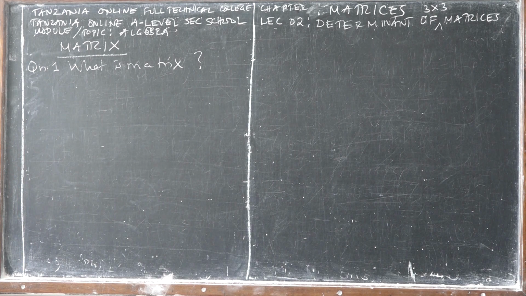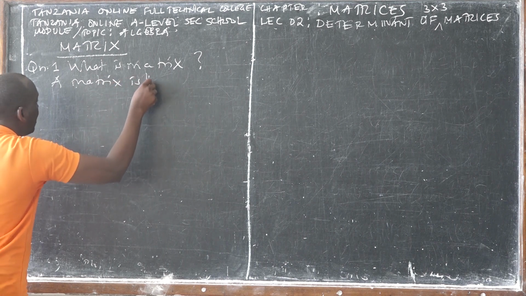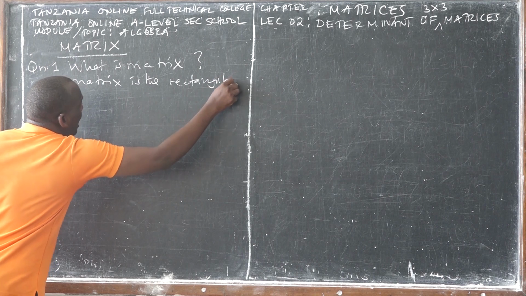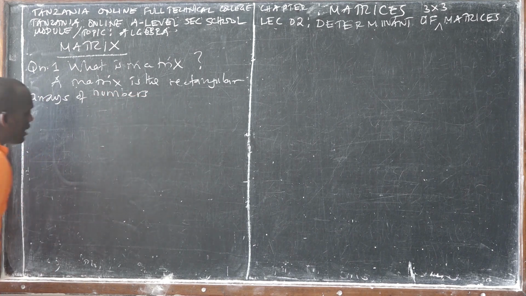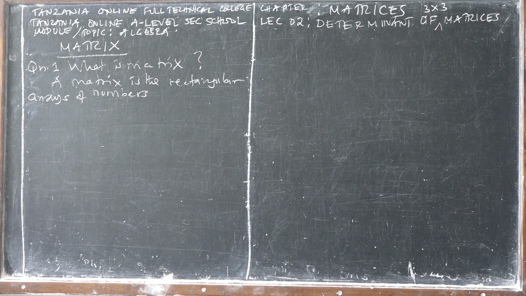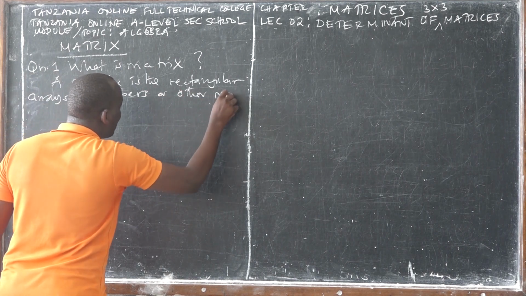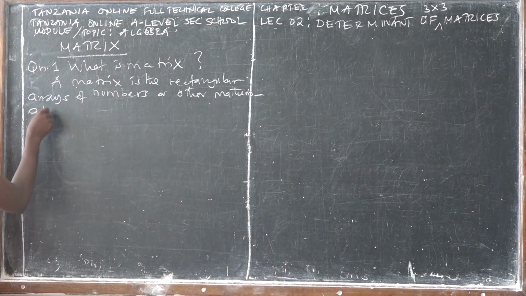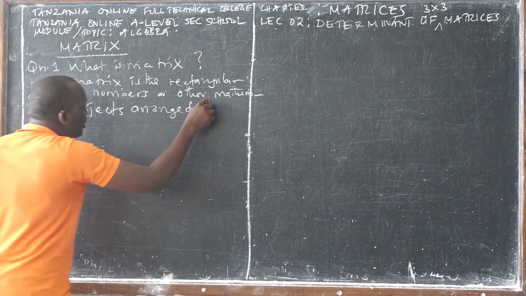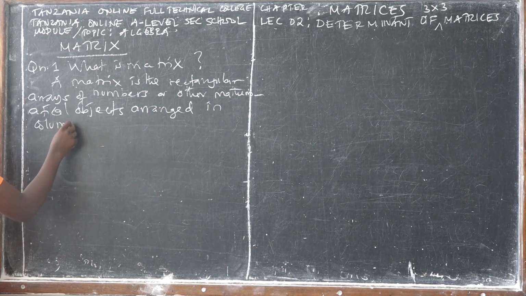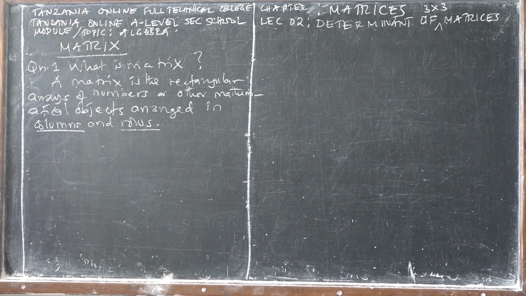A matrix is a rectangular array of numbers, or other mathematical objects, and these numbers have to be arranged in columns and rows. So a matrix is a rectangular array.